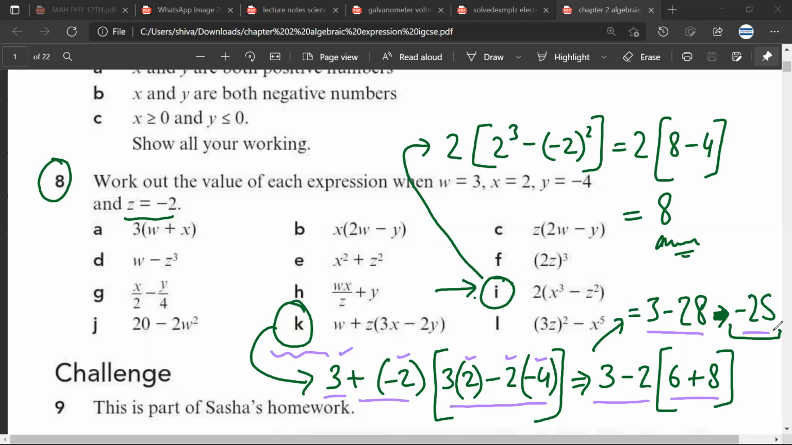Yeah, Aryaman. Because we did 3 plus minus 2. Okay. Then in brackets 3 into 2. Minus 2 into minus 4. Okay. So then 3 into 2 we'll get 6. Then minus 2 into minus 4 we'll get 8 here. Yeah, so I made an error, sir.